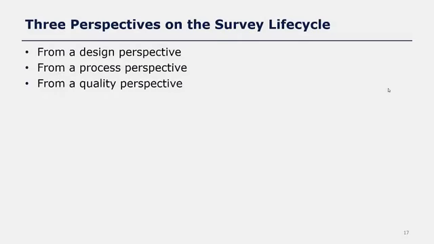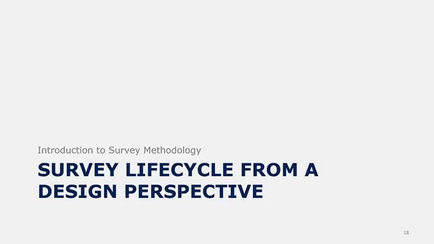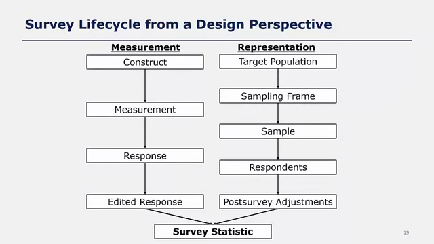Let's continue with the survey life cycle. We have three aspects here: the life cycle from a design perspective, the life cycle from a process perspective, and the life cycle from a quality perspective. We'll start with the design perspective. First one, as I mentioned before, we can look at this from two aspects: measurement and representation. The goal is to form a survey statistic in the end, and doing so in a good way. So let's look at this step by step.